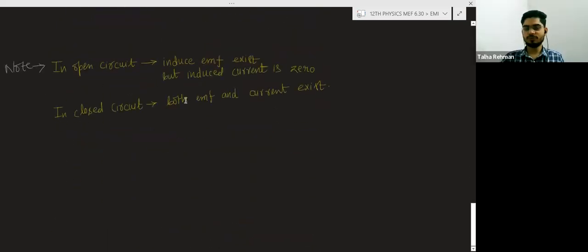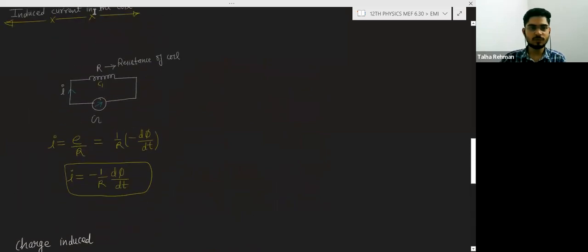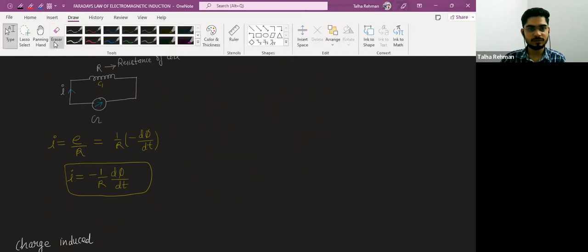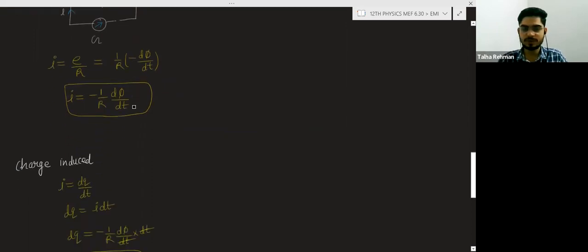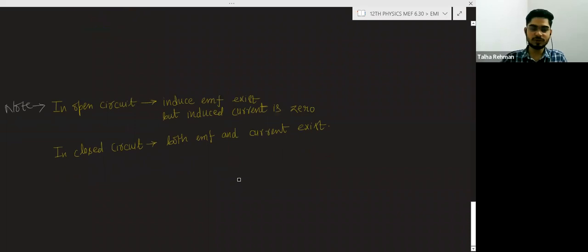Note down this also. You already know, I think. In an open circuit, suppose this is the circuit, I have just opened it like this. Just a minute. I have opened it. This is the open circuit. I have disconnected this wire. So what will happen? Current will be zero in this circuit, but EMF will not be zero. So in an open circuit, induced EMF exists, but induced current is zero. In a closed circuit, both EMF and current exist. Okay, just write down this also.